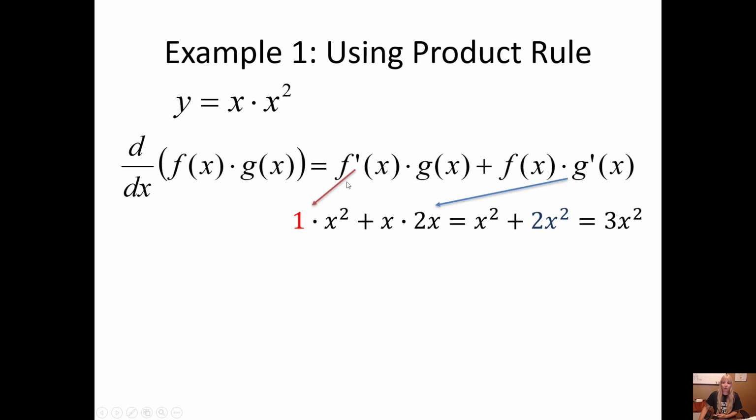The derivative of the first function, 1. Leave the second one alone, x squared. Leave the first function alone, x. Derivative of the second, 2x, and then you combine like terms, and guess what? You get the same answer. And you might say, well, why would you do all that? You wouldn't if you could multiply them.